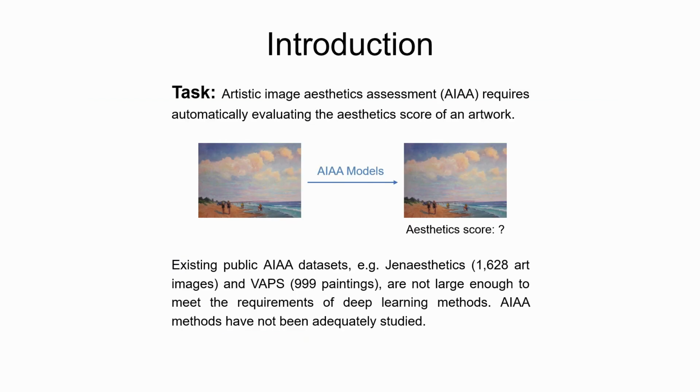The task of Artistic Image Aesthetics Assessment, AIAA, requires automatically evaluating the aesthetics score of an artwork, which is similar to IAA for being extremely challenging due to its highly subjective nature. However, existing public AIAA datasets, such as GenAesthetics and VAPS, are not large enough to meet the requirements of deep learning methods. AIAA methods have not been adequately studied.